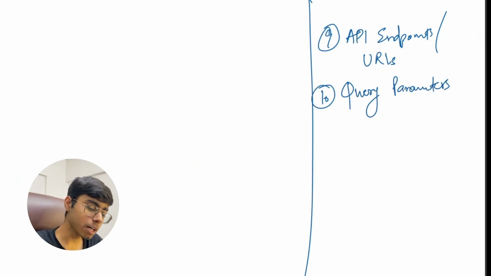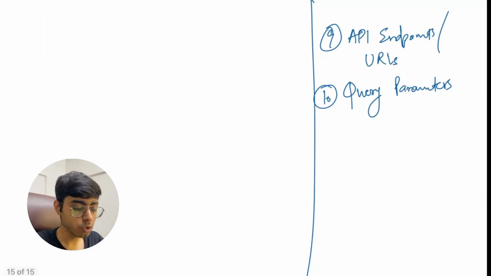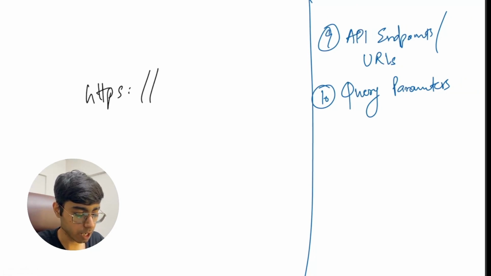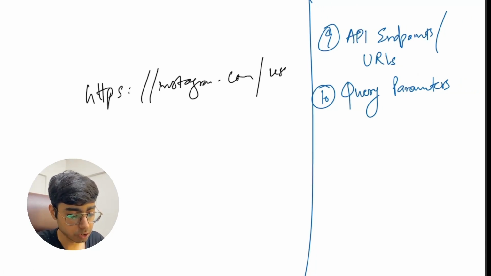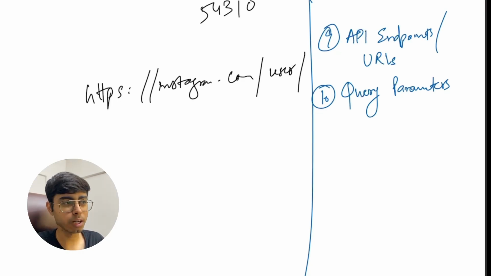Query parameters and path parameters, two things are there. I told you that this is my endpoint: https://instagram.com/user. Let's say I want to fetch the information about my friend whose user ID is 54310. Now I'm making a GET call to fetch the information.